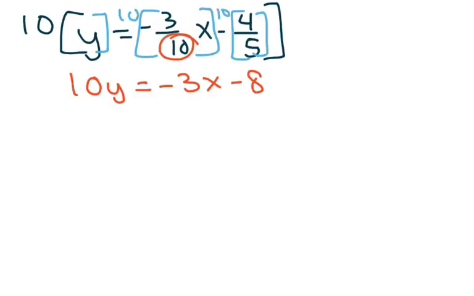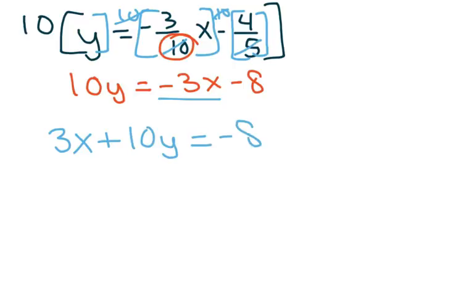When you do that, this just becomes 10y. The 10s cancel here, so you get negative 3x. 5 goes into 10 2 times, so 2 times 4 is negative 8. Now I'm going to move my 3x over. Since it's negative here, it's going to be positive when I move it over. It goes first, then my y, and my constant stays on the right. And so we're done there.